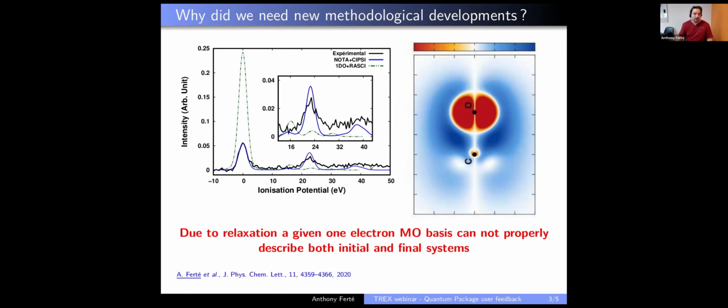On the other hand, if we make the effort to use different molecular orbital bases for the neutral and cationic system, we can get pretty good results, which is what I show you in blue, which is a result that came from my calculation. But for that, I had to develop all the computational structure to deal with that non-orthogonality. And this I did inside Quantum Package.